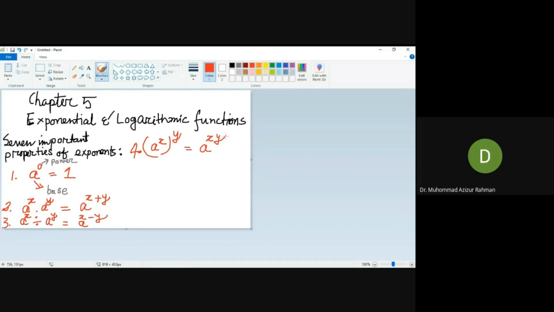ab to the power x. What is this? Anyone can tell me? Sir, a to the power x into b to the power x. Yeah, you can separate it. So separate it: a to the power x into b to the power x. So you can separate it with the base.